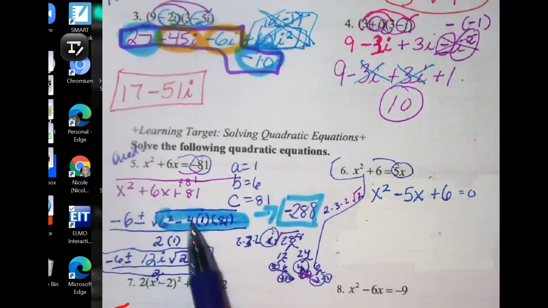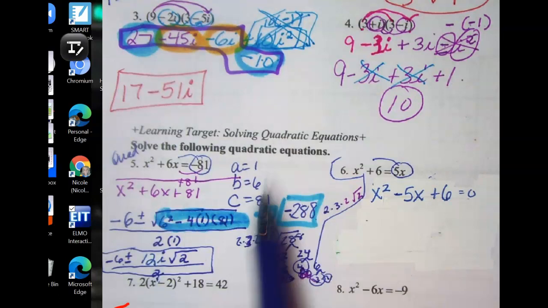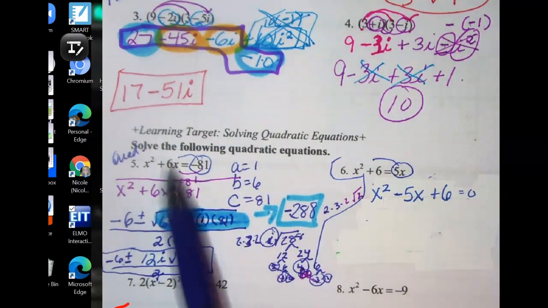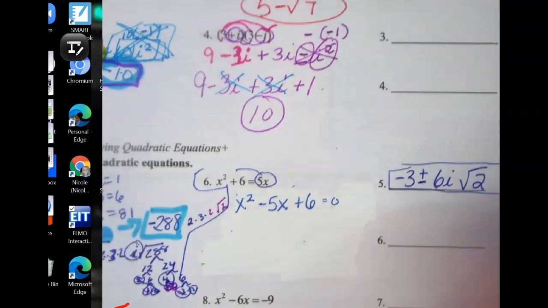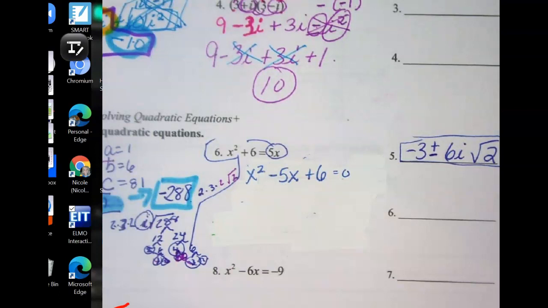Whereas the other one that I did when I had that 81, I couldn't in my head think off the bat, oh, what are two things that when you multiply is 81, but when you add or subtract, you get 6. I couldn't think of anything. That's why I went with the quadratic. So this one I could think of right away because these are easier numbers to factor.